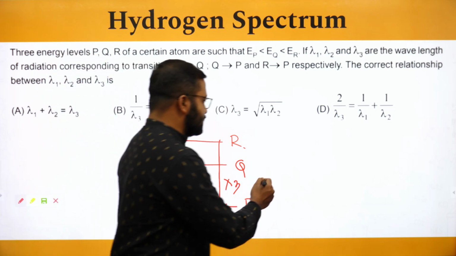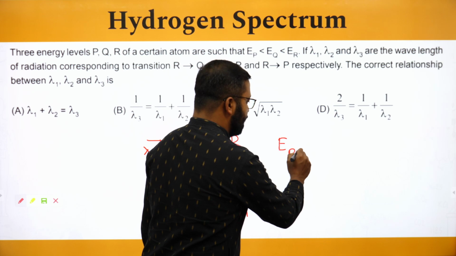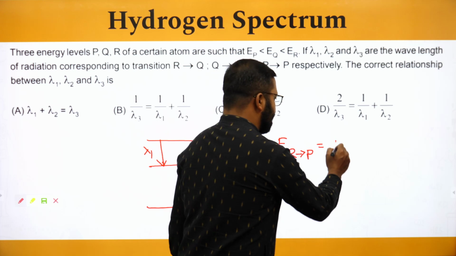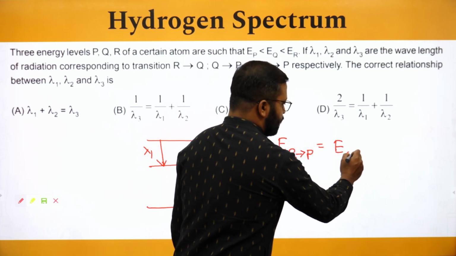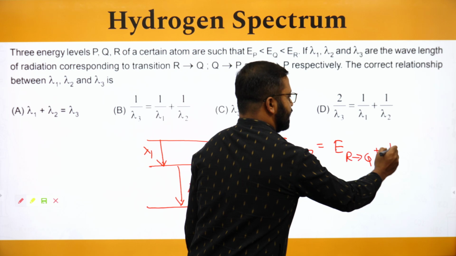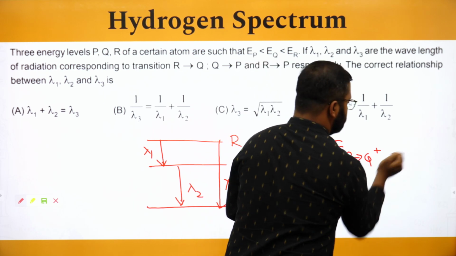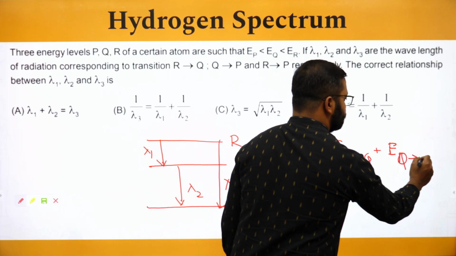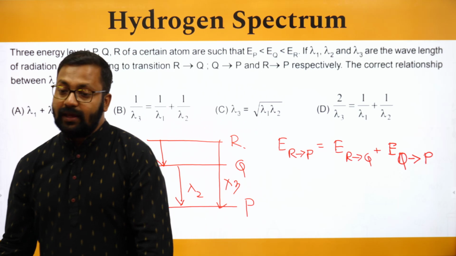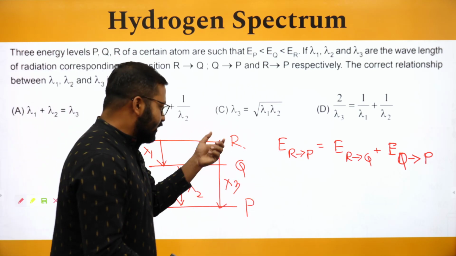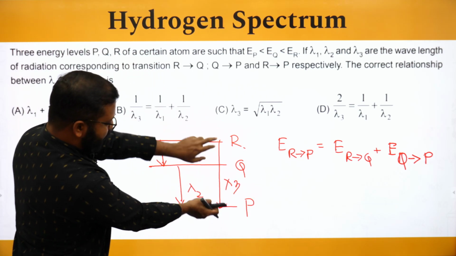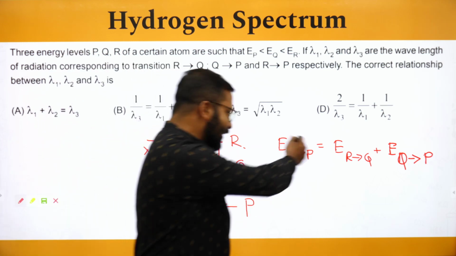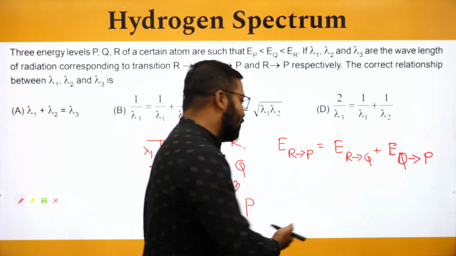So what we can say is the energy for R2P should be equal to the energy for R2Q plus the energy for Q2P. Can I say that? Can I say that the energy which is given out in this transition should be the sum of these two transitions? Yes. So if I apply this, what will be the outcome?